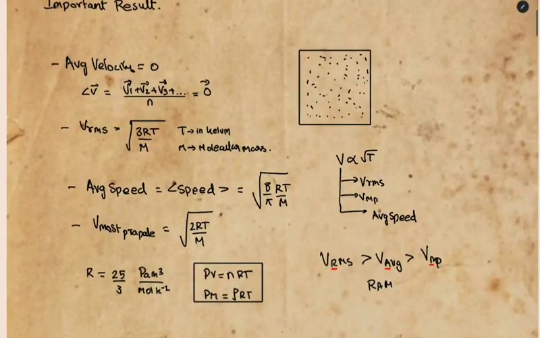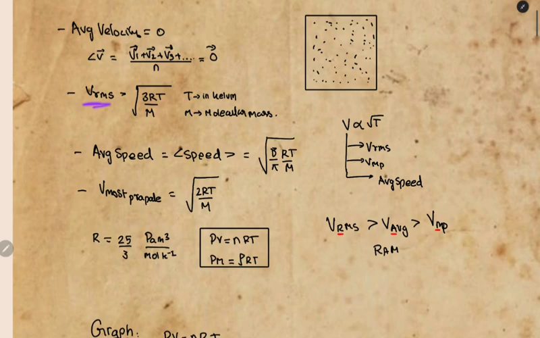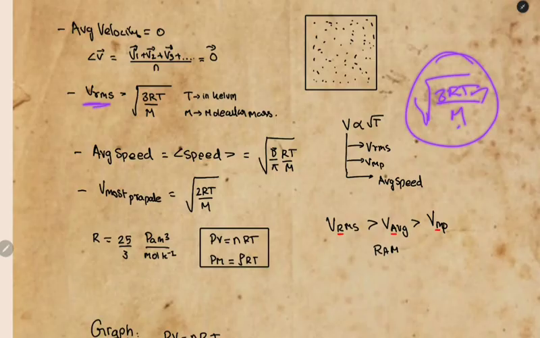Okay, and let's see some important results. The average velocity of all the particles in this container will be 0. Because if one particle travels like this, another particle will travel in the opposite direction, and they both will cancel out. So in that case the average velocity will be 0, and Vrms is equal to root of 3RT by m, where T is temperature in Kelvin and m is the molecular mass of the species.